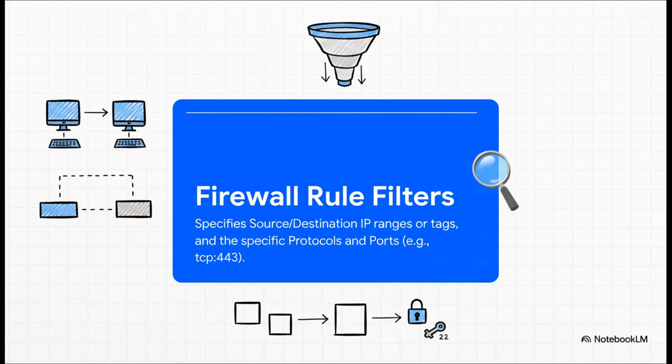Now, on top of those core parts, you've got your filters. This is how you get really specific. You can filter by things like IP ranges, or you can even target other VMs using these little labels called tags, or even better, security identities called service accounts. And of course, you've got your protocols and ports, like good old TCP port 22 for SSH.